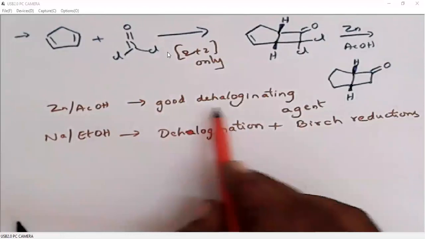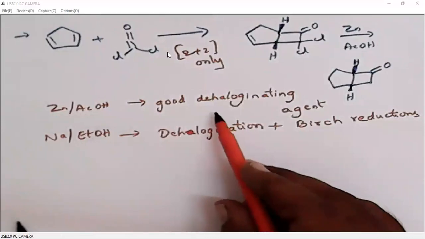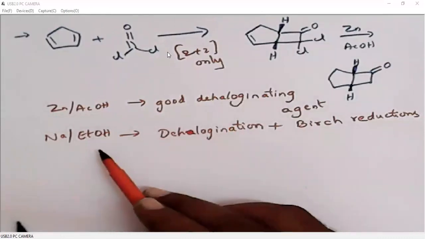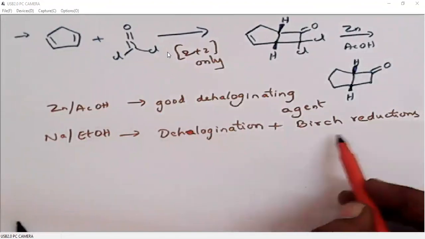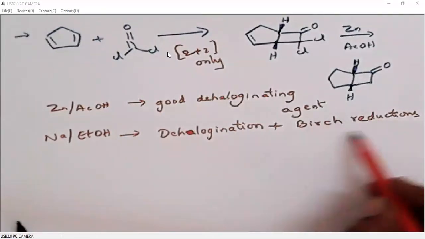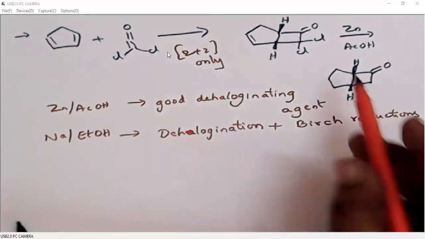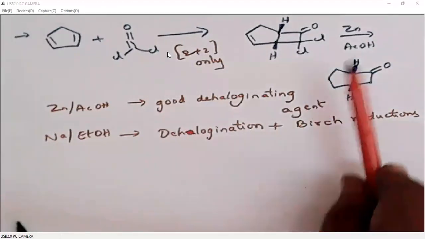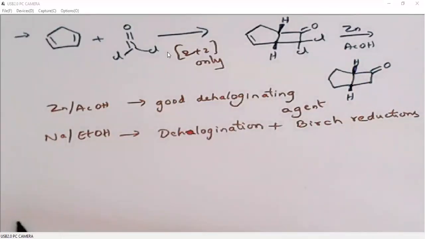Zinc in acetic acid can also be used for dehalogenation, but zinc in acetic acid will not do any additional reactions, whereas sodium in ethanol is known for reduction of carbonyls, dienes, and aromatic systems like Birch reduction. So it is always possible to have over reactions. So don't go for sodium in ethanol for dehalogenation. For a good dehalogenation, always use zinc in acetic acid.